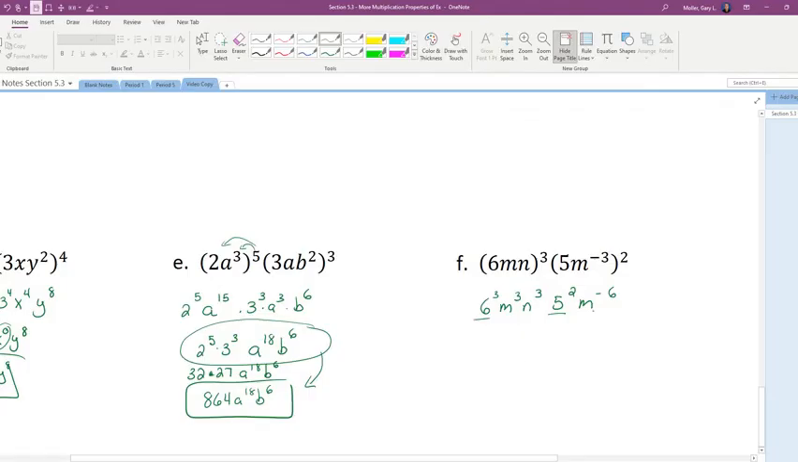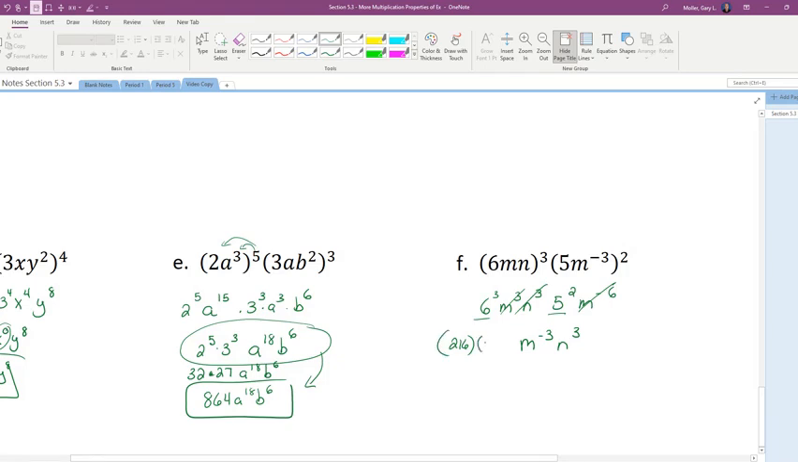I've got m cubed and n and m to the negative 6th. So that's m to the negative 3rd. So I took care of that and that. I only have one set of n's. So I took care of that. And then I've got, I guess it's calculator time, 6 to the 3rd, 6 times 6 times 6. That's 216.